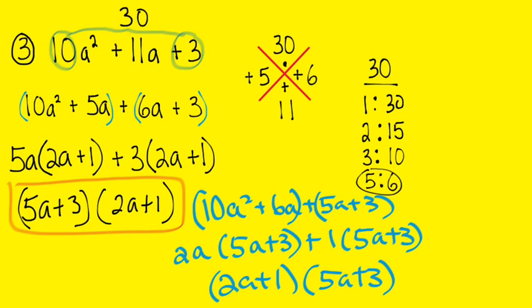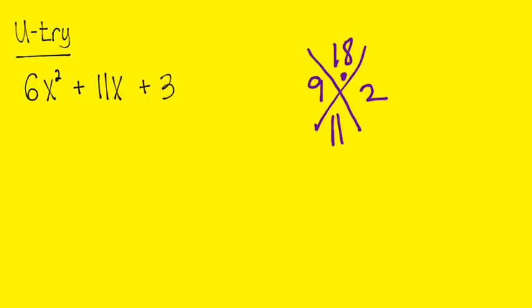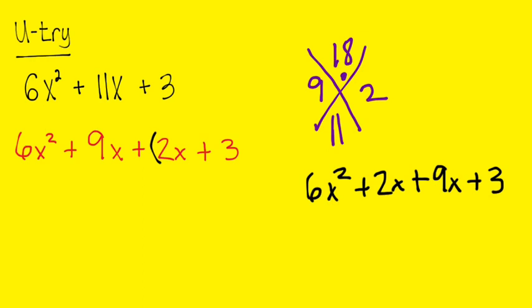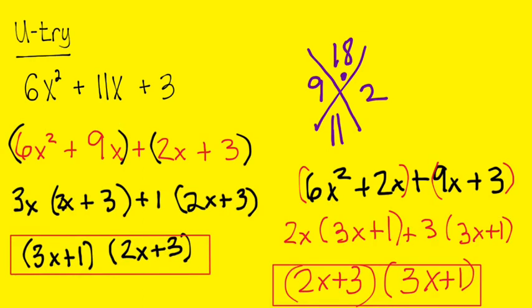regroup. Now I went ahead and did it the opposite way, switching my 6a and my 5a to show you that yes, we still get to the same place. Go ahead and pause the video here and see how you did. So no matter which way I did it, I get 3x plus 1 times 2x plus 3, and it doesn't matter the order I put those in.